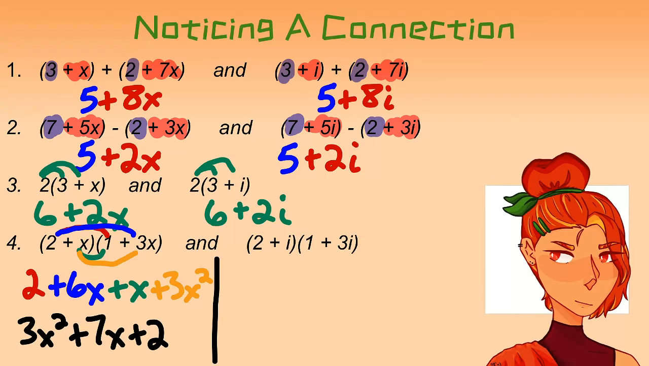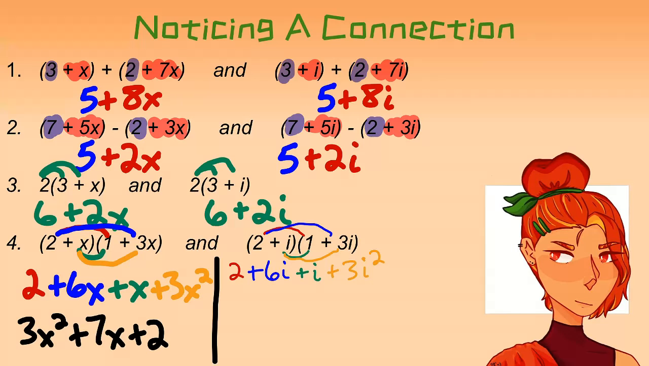Now the next one, the first step is going to be the same, but then it's going to get a little bit different. Okay? I'm going to use a different size pen here because I'm going to need a little more space. So 2 times 1, that's 2. 2 times 3i is plus 6i. i times 1, that's i. And i times 3i is plus 3i squared. So far, that's really pretty much the same. It's just instead of the unknown value x, we have the i.